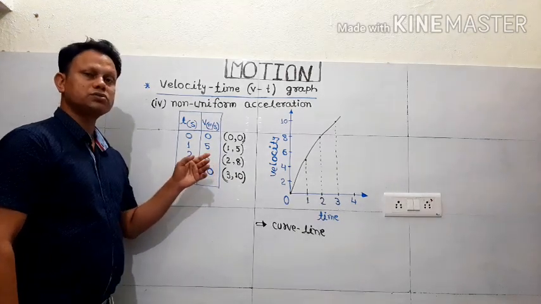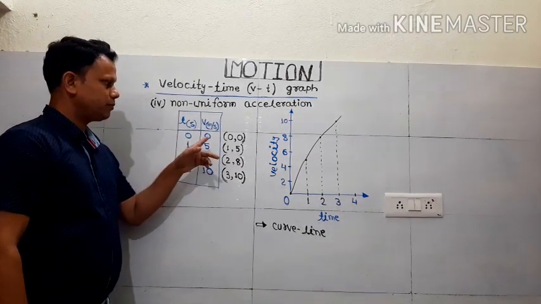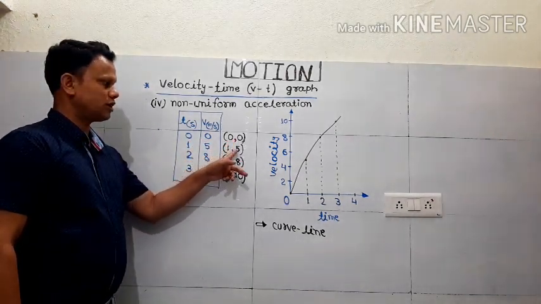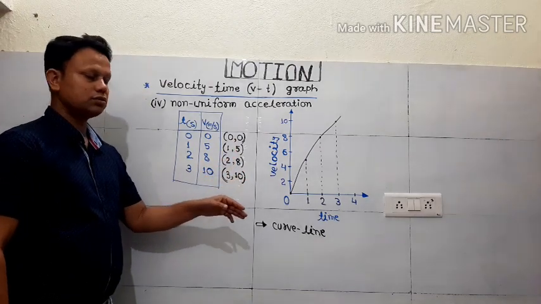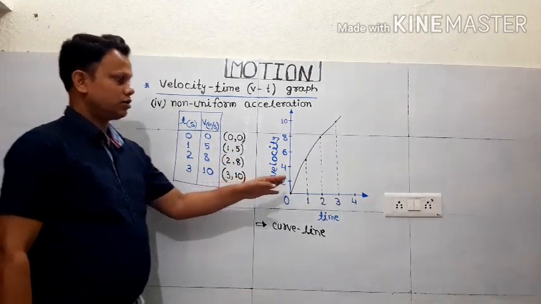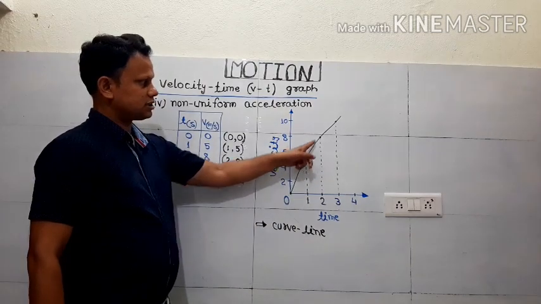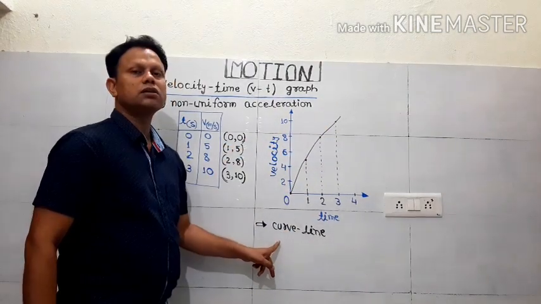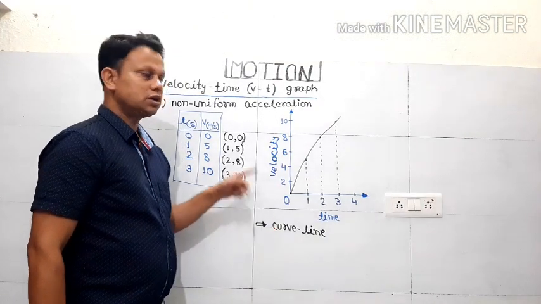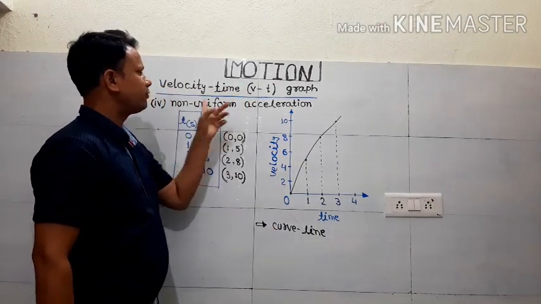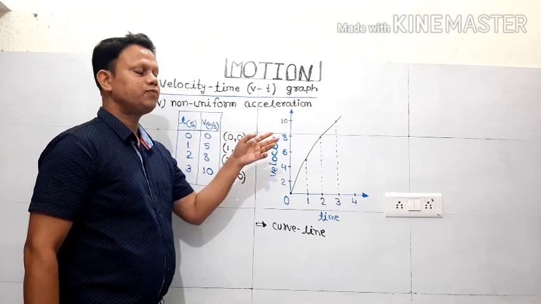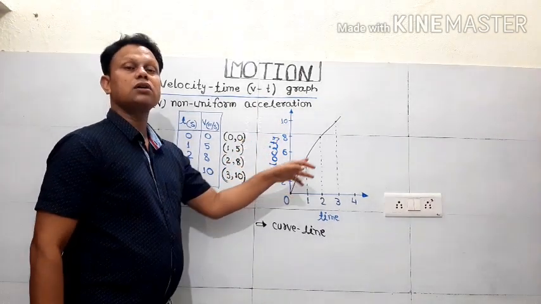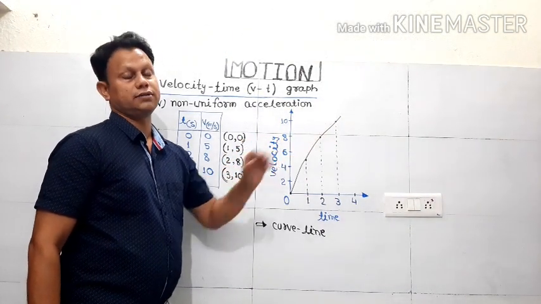So, here suppose plus 2. So in this way, if we plot the points (0, 0), (1, 5), (2, 8) and (3, 10) on the graph, it will look like this. And finally, when we join these points, we are going to get a curved line. So that means a velocity-time graph for a non-uniformly accelerated body always comes out as a curved line.